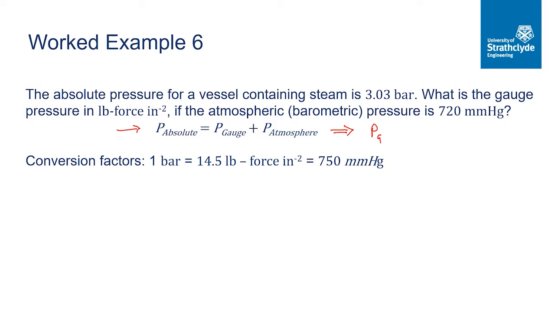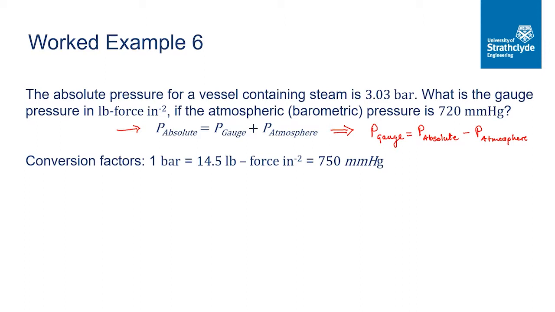So our P gauge is going to be equal to our absolute pressure minus our atmospheric pressure. So that's the equation that we're trying to use. We need to be able to add and take away values, so we need to make sure that they're in the same units. They must be consistent units. So we're going to convert all our values, our absolute pressure and our atmospheric pressure, into pound force per inch squared.